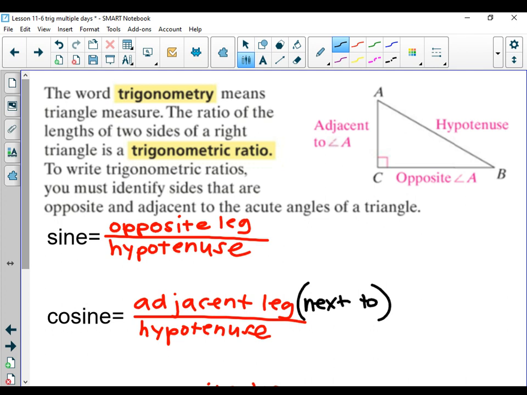So this particular one is showing us angle A. Basically, focus on A. Ignore B and C for a minute. Hypotenuse is always hypotenuse. It's never changing. Adjacent is the leg right next to A. Do you see how it's so close it touches A? Right next to it.